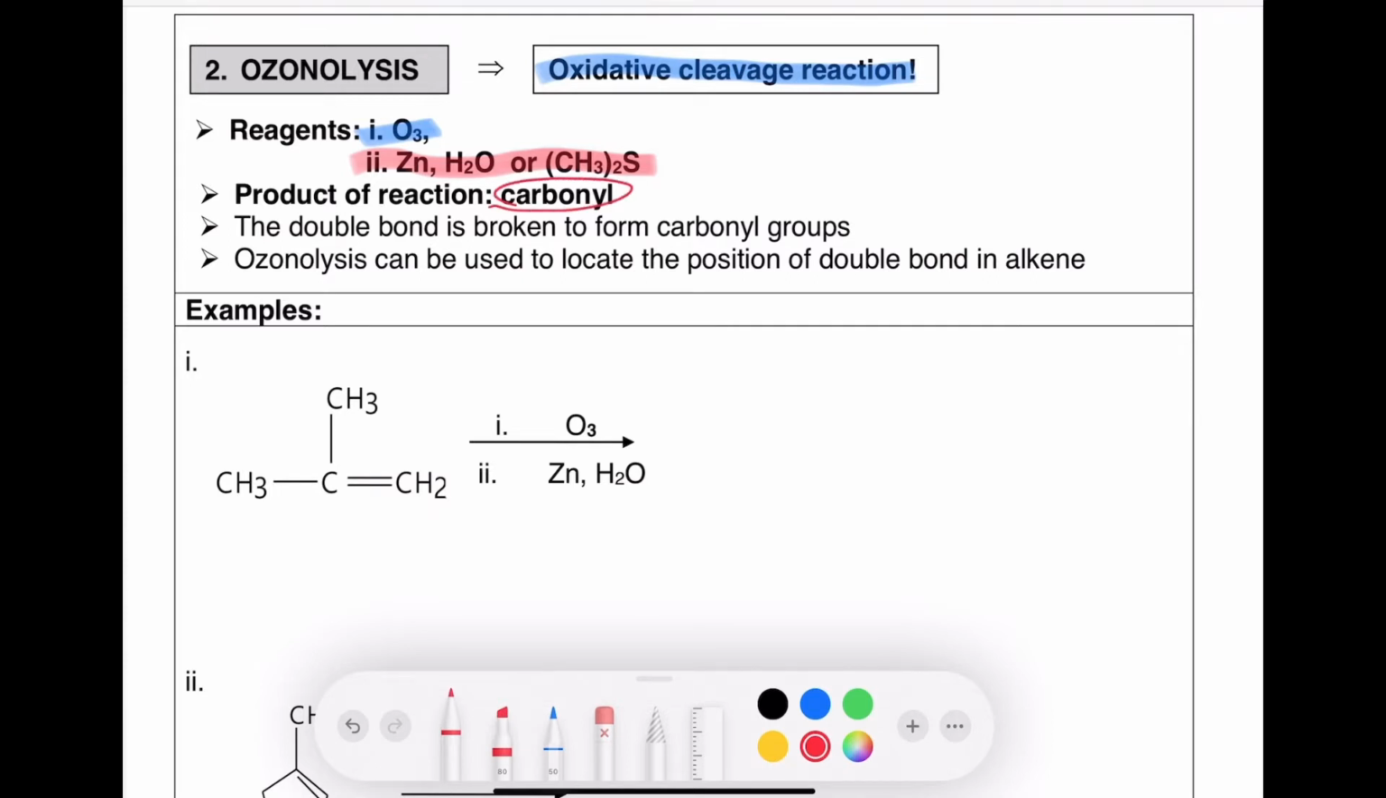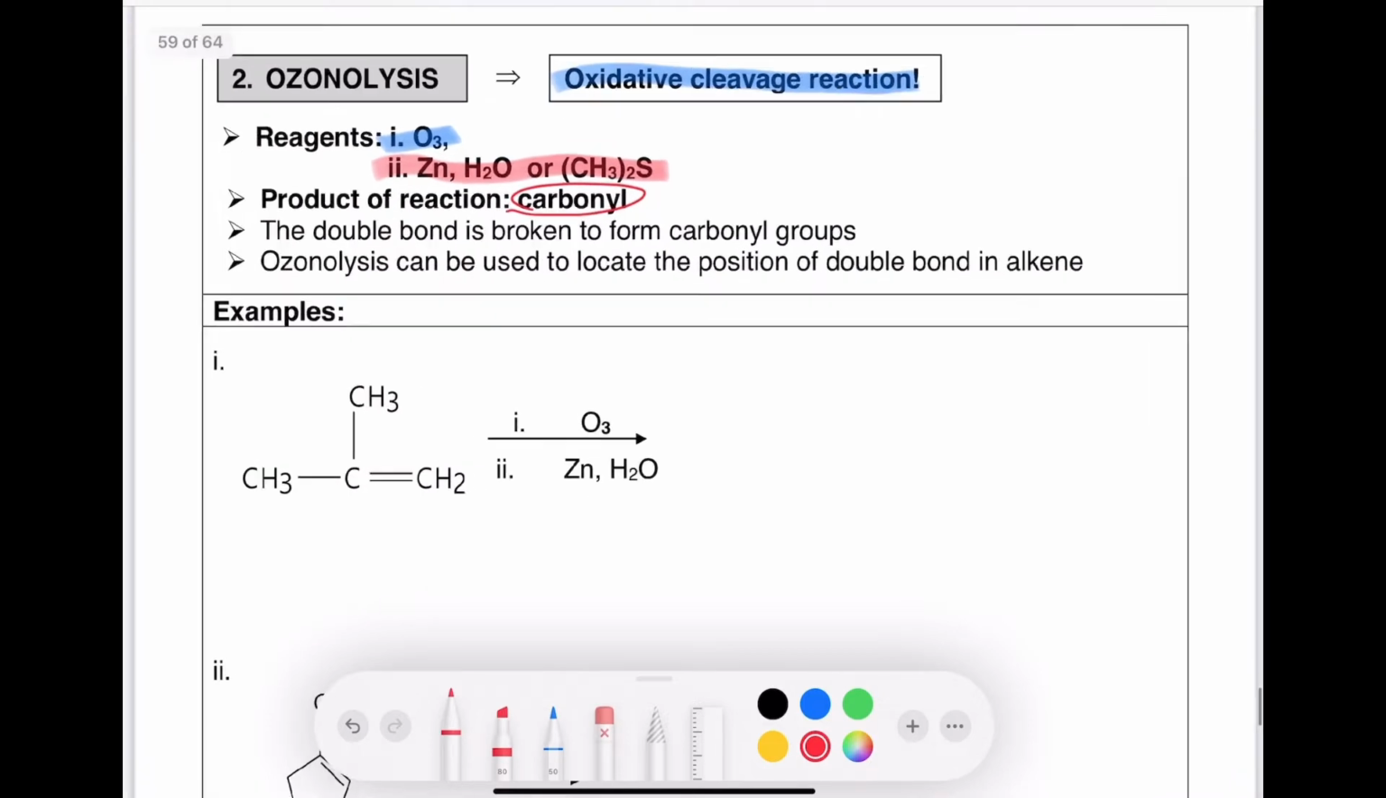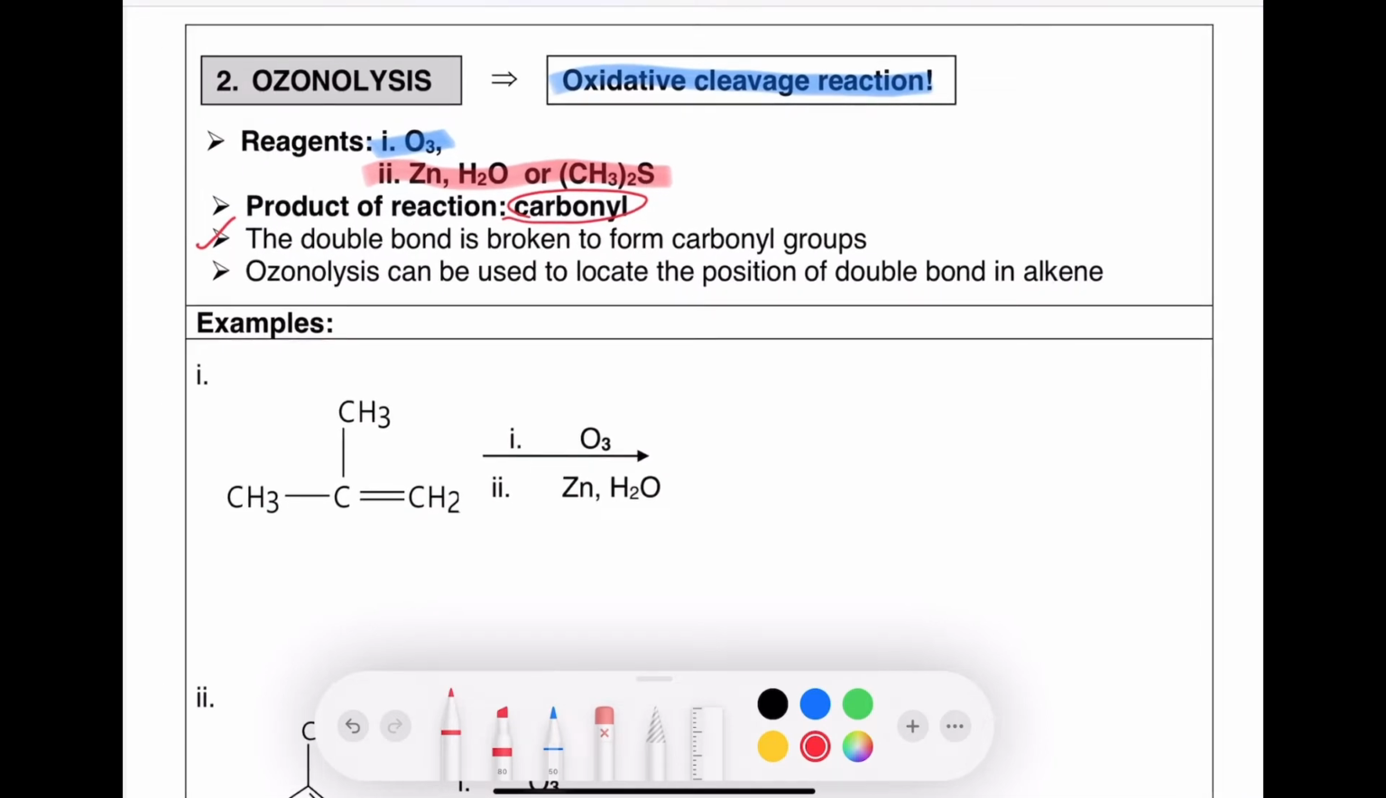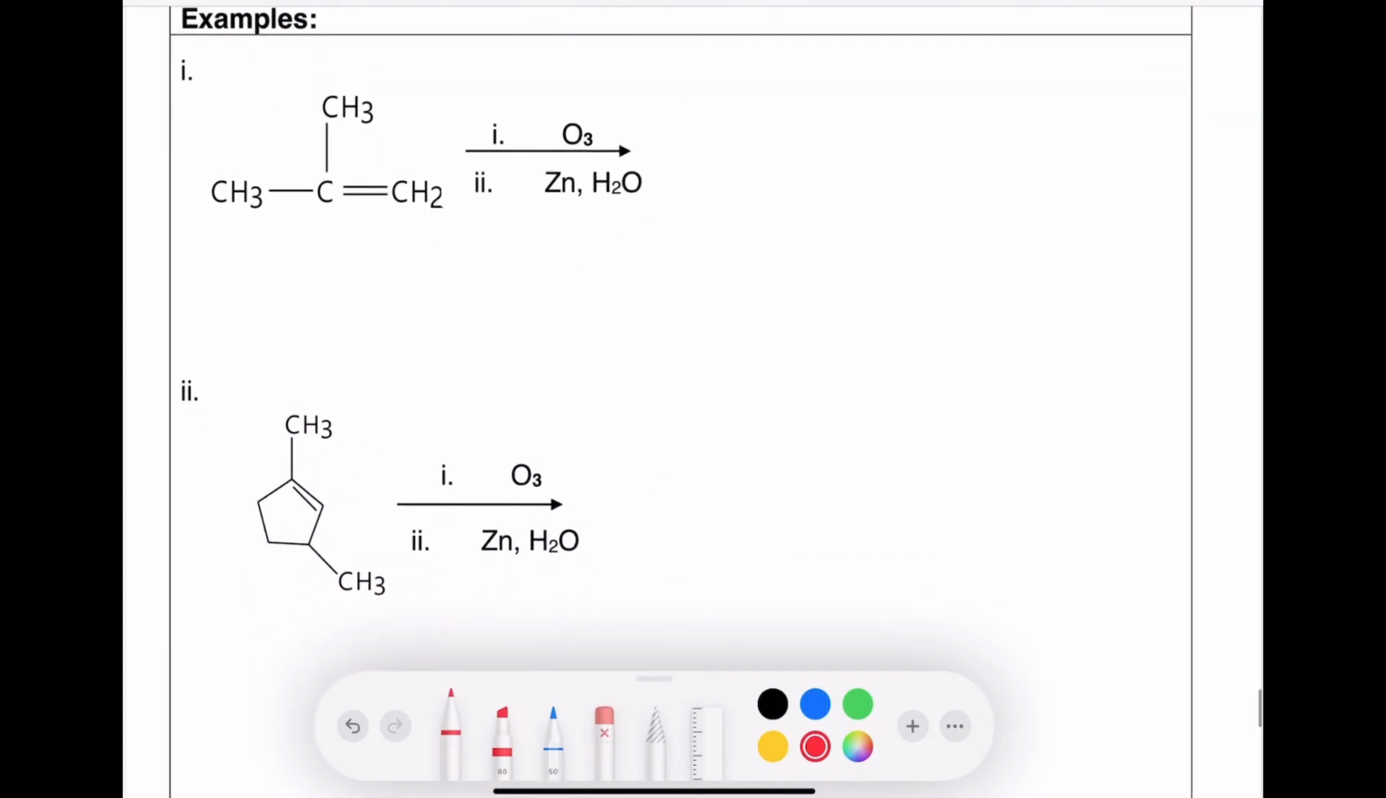So what exactly happened? As you can see here, the double bond is broken to form the carbonyl groups, and this ozonolysis reaction can be used to locate the position of the double bond in alkene. So I will explain to you about it later. Now let's proceed with the example.